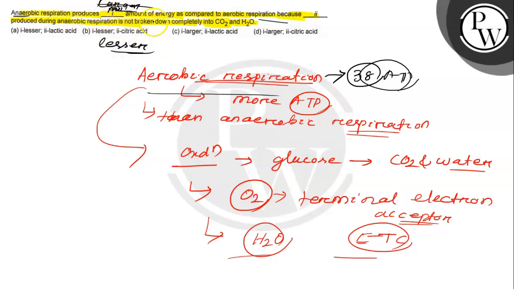Anaerobic respiration produces less amount of energy as compared to aerobic respiration, because the gas produced during the aerobic respiration is not broken down. That means glucose is not completely broken down in the anaerobic respiration, so less energy is released. So for that, there is a build up of lactic acid.